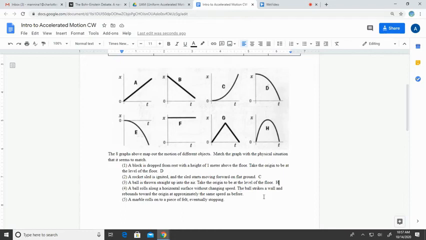Now, for number 4, it says a ball rolls along a horizontal surface without changing speed. So right away, you're looking for a graph that is showing something that is going at a constant velocity, and then it hits the wall, and it rebounds and goes the other way at the exact same speed, but in the opposite direction. Well, we already discussed there's only 2 graphs that show change of direction, and since it's not H, because H is not showing constant velocity, it has to be G.